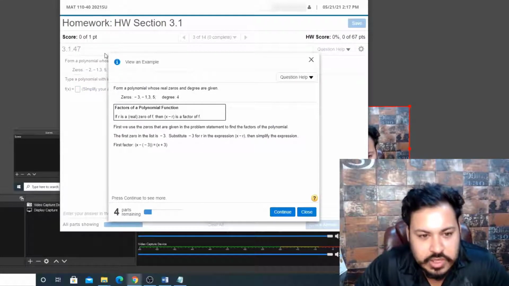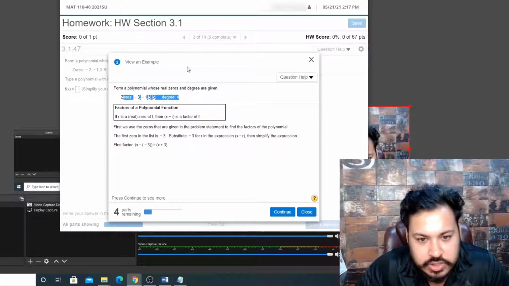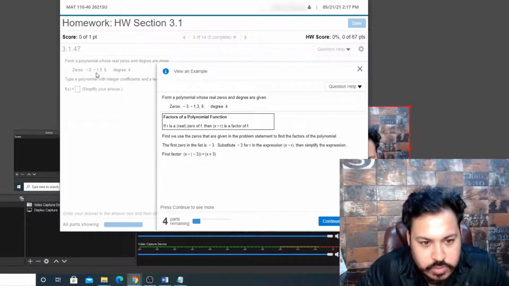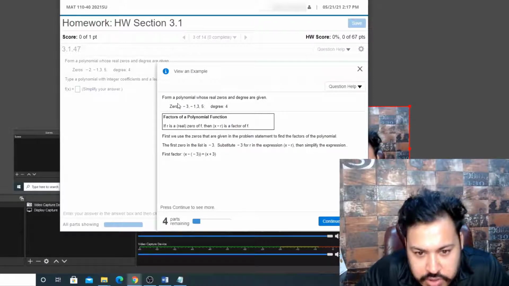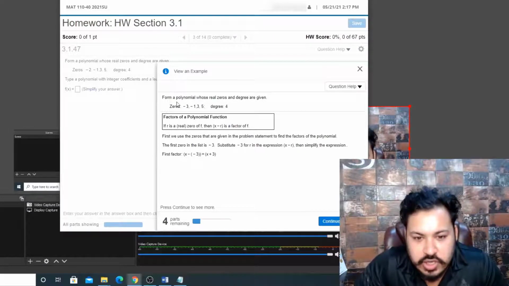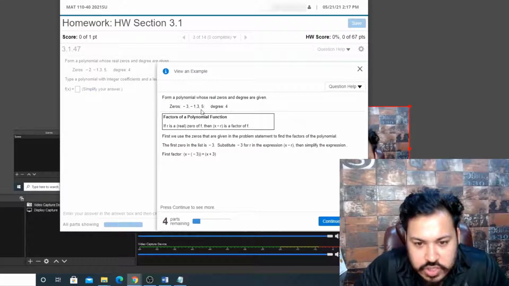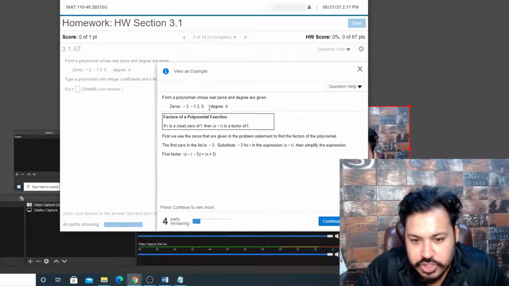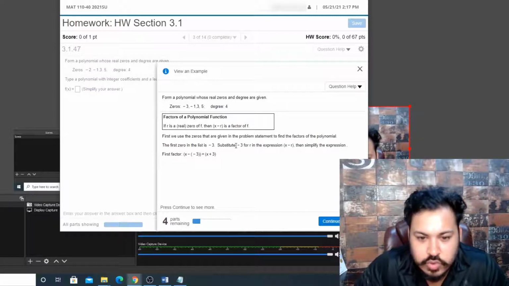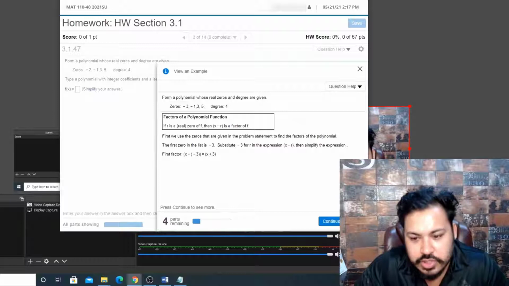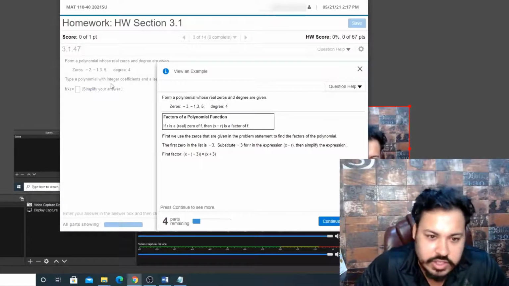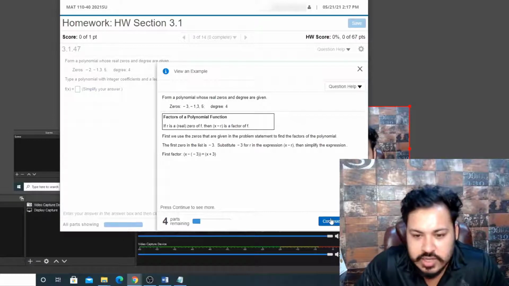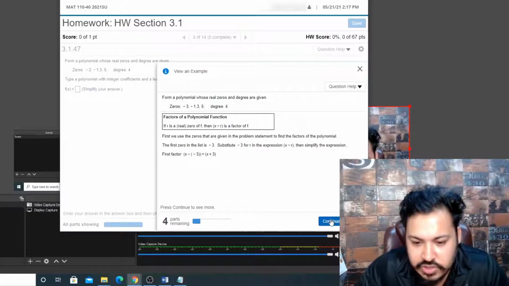In View an Example, they use the same question but change the numbers. So the zeros in the actual question are -2, -1, 3 and 5, but here the numbers have been changed to -3, -1, 3 and 5. So they solve a similar question with different numbers, and you can see the solution and then work back and solve the initial question, which is kind of interesting because they want you to understand the problem rather than just giving you the final answer.